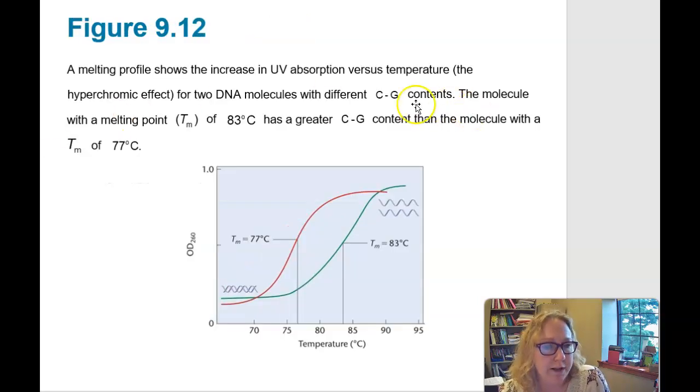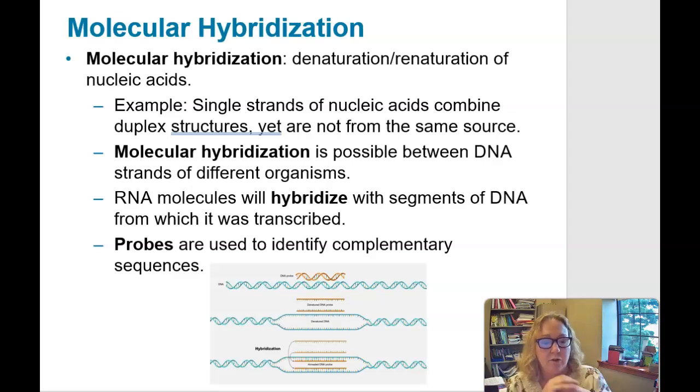This is just one way in which we do that, to look at, for example, a melting profile shows the increased UV absorption versus temperature for two DNA molecules with different CG contents. The molecule with the melting point of 83 degrees, that's this guy right here, has a greater CG content than the molecule here.